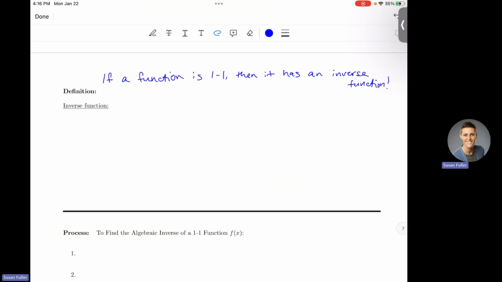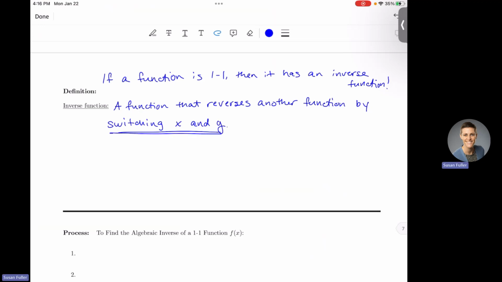So now the question is, what's so great about an inverse function? What is it and what does it do? Well, an inverse function is basically a function that reverses another function. And the way that it does this is by switching x and y. This is the big thing that we need. An inverse function switches x and y.